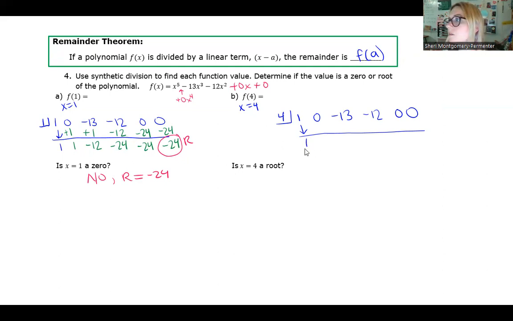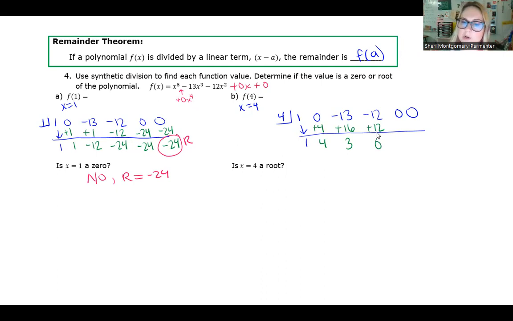So we start, no, it won't be the same because this is a 4 now instead of a 1. So we drop down the 1. 1 times 4 is 4. So now we have 0 plus 4. Now 4 times 4 is 16. So if I have negative 13 plus 16, positive 3. So now we have 3 times 4 is 12. Negative 12 plus 12 is 0.